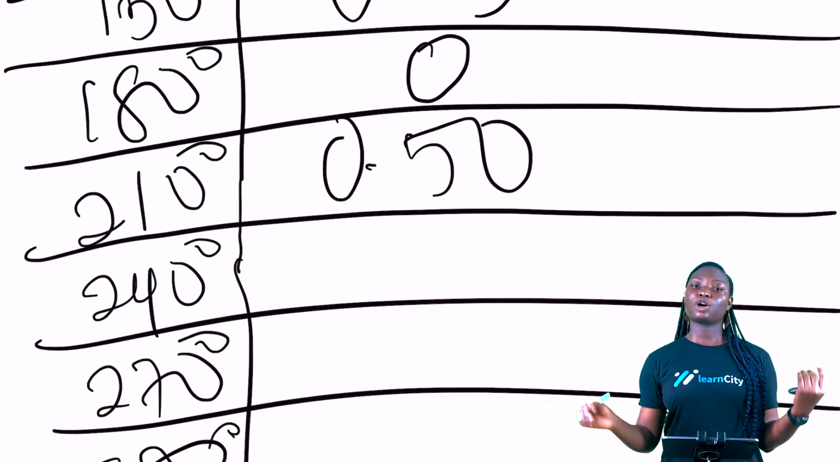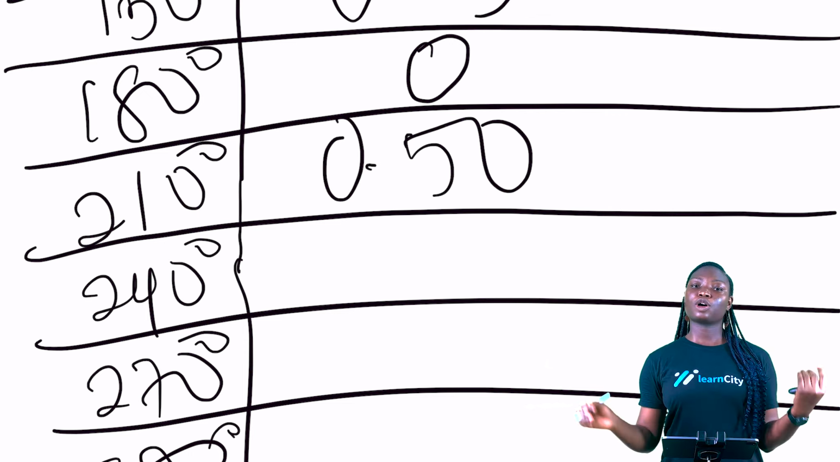So at 210 degrees, we have minus 0.50. At 240 degrees, we have minus 0.87. At 270, we have minus 1. At 300, we have minus 0.87. At 330, we have minus 0.50. And at 360, we have 0.